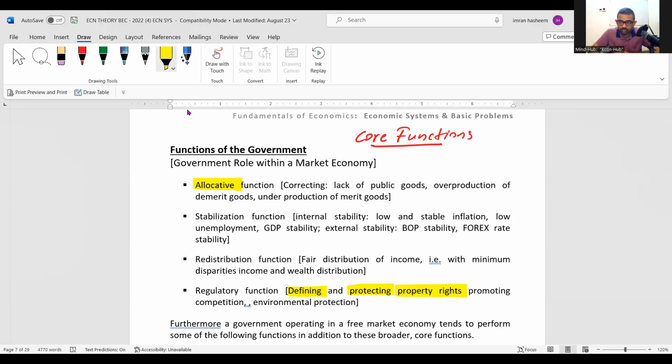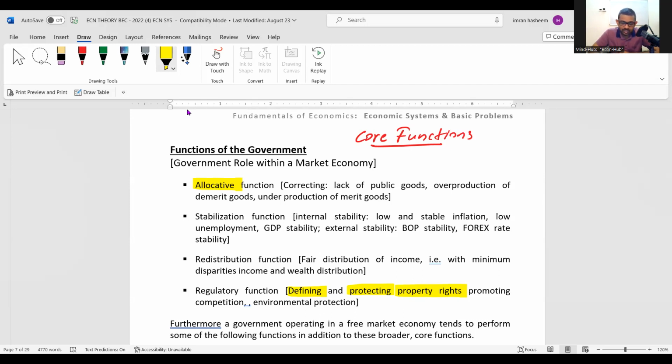So there has to be Superman, i.e. the government, has to allocate resources and provide these kinds of goods, public goods, even in a market economy in the world. So allocation function is there.